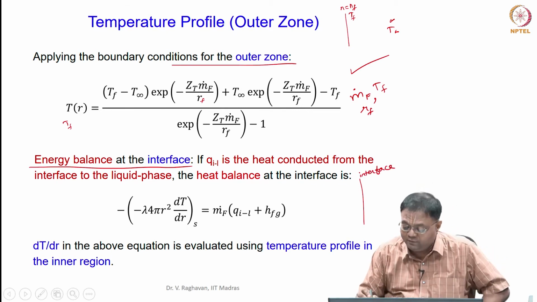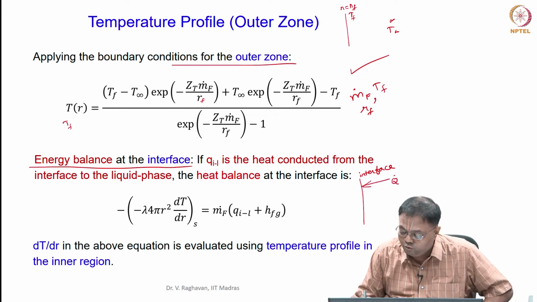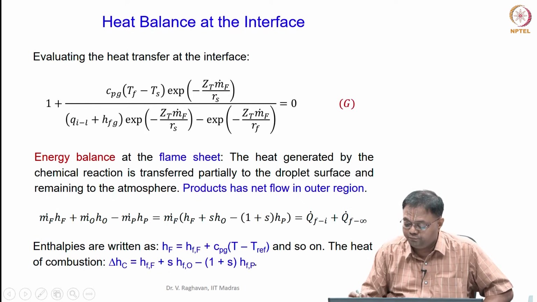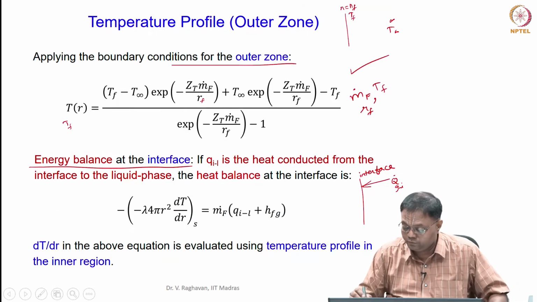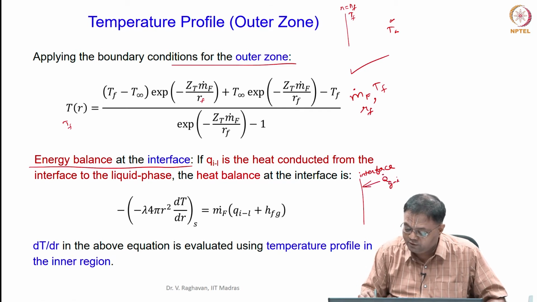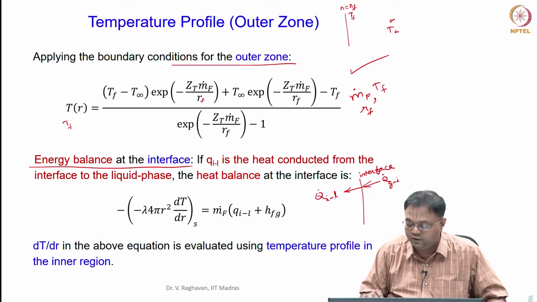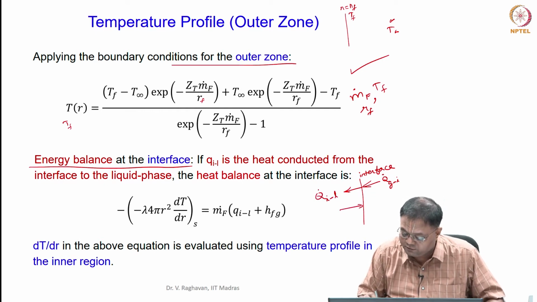So what is the energy balance here? As we have drawn it already, that will be Q, gas to interface, and that will be taken inside here. So Q, interface to liquid, and vaporization occurs. So m dot h_f, m dot h_g.